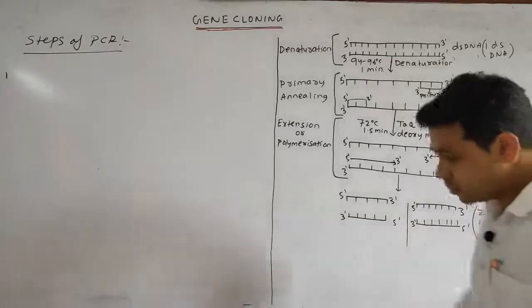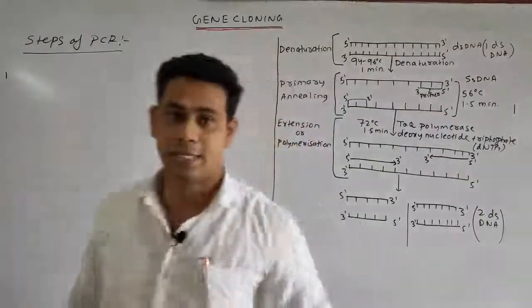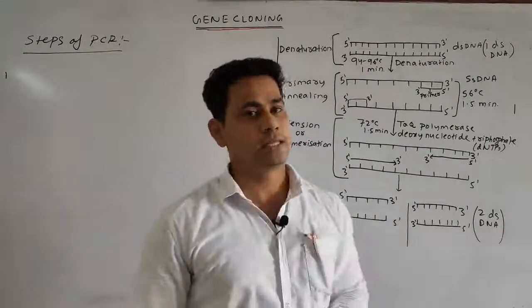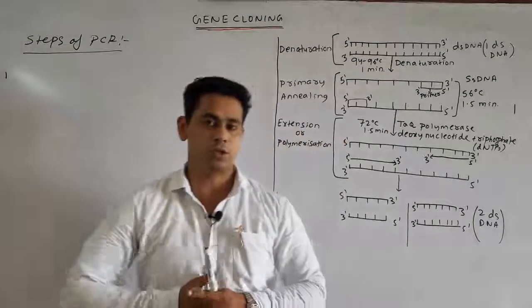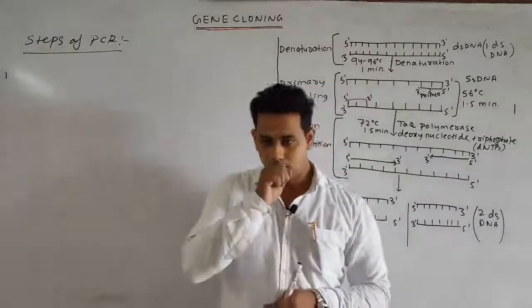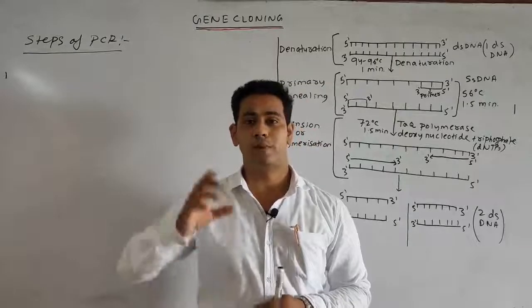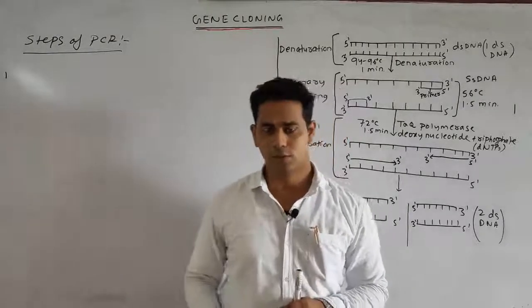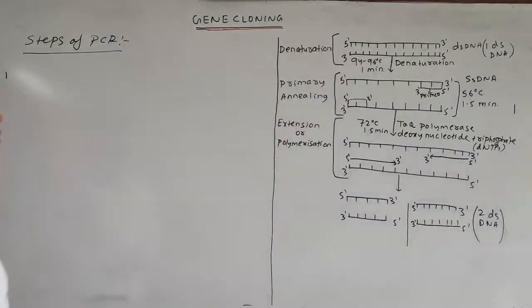Next, we will discuss the various steps of the PCR, the polymerase chain reaction. We know there are three steps. First, the denaturation. Second is the primer annealing, in which the primer will be added, and third is extension or polymerization.